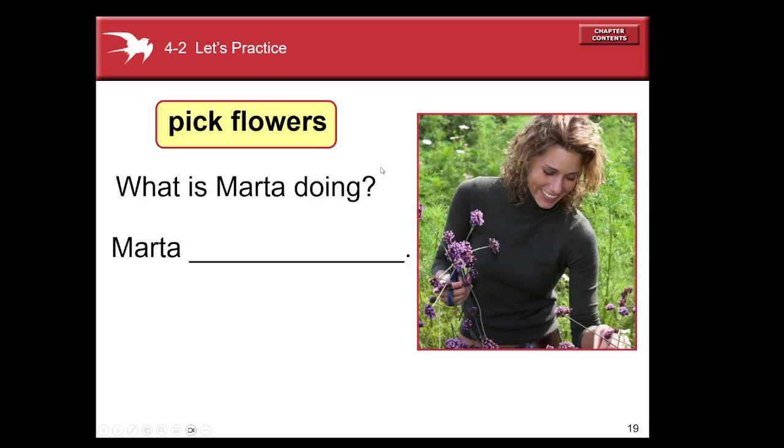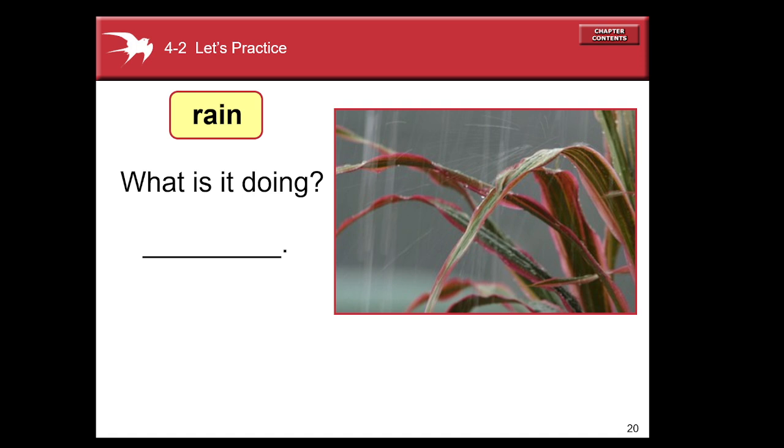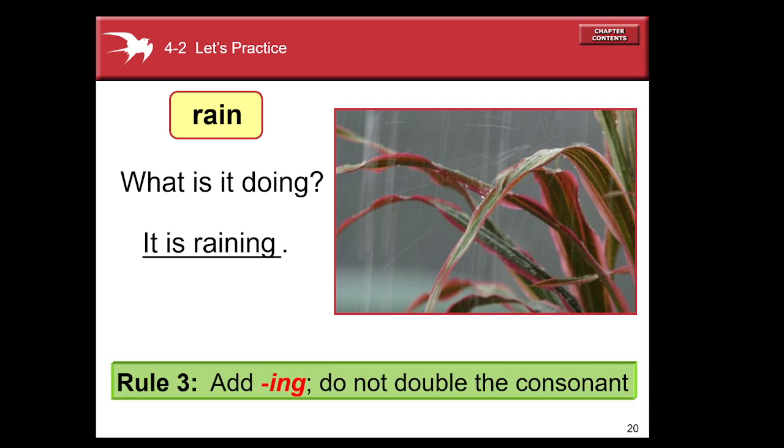Let's move on. Now please look at the picture. Now let's read the question. What is Marta doing? Marta is picking flowers. You see? We only add the suffix -ing. Let's see this picture. Now, let's read the question. What is Sip doing? It is raining. Rain, raining.